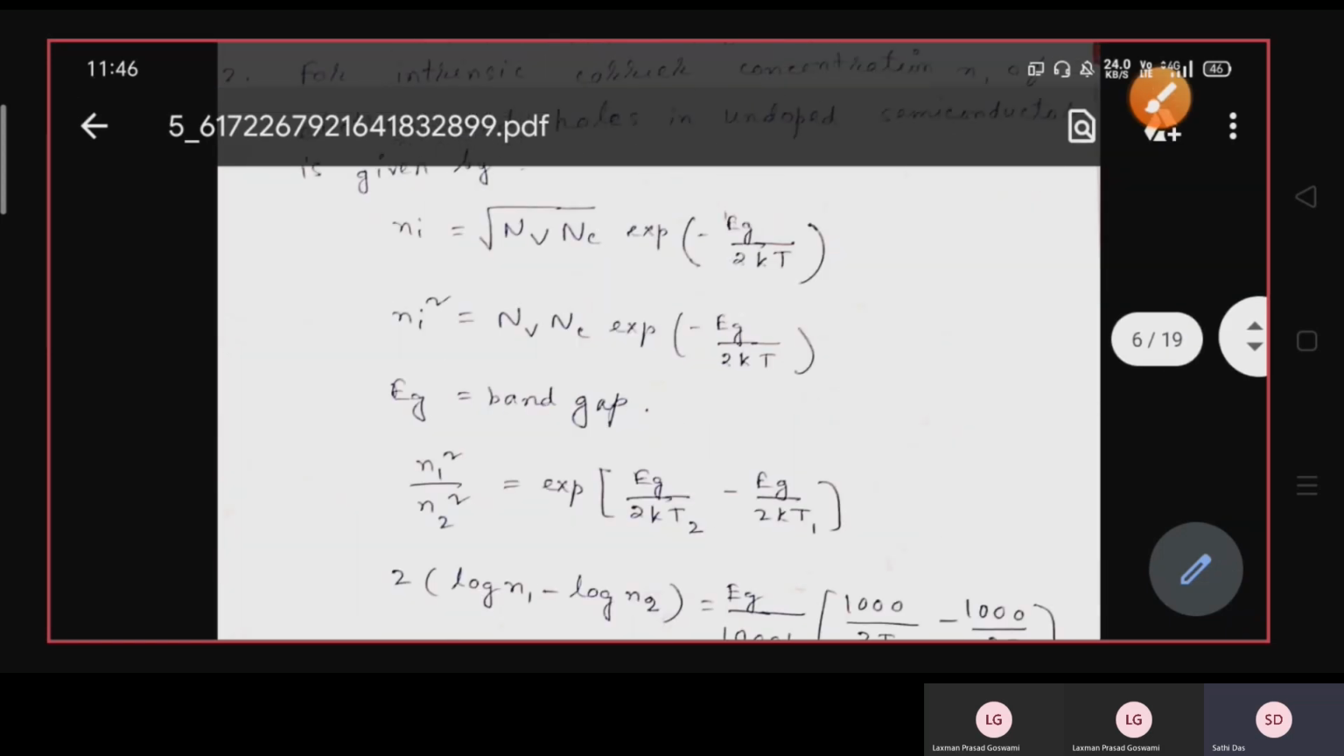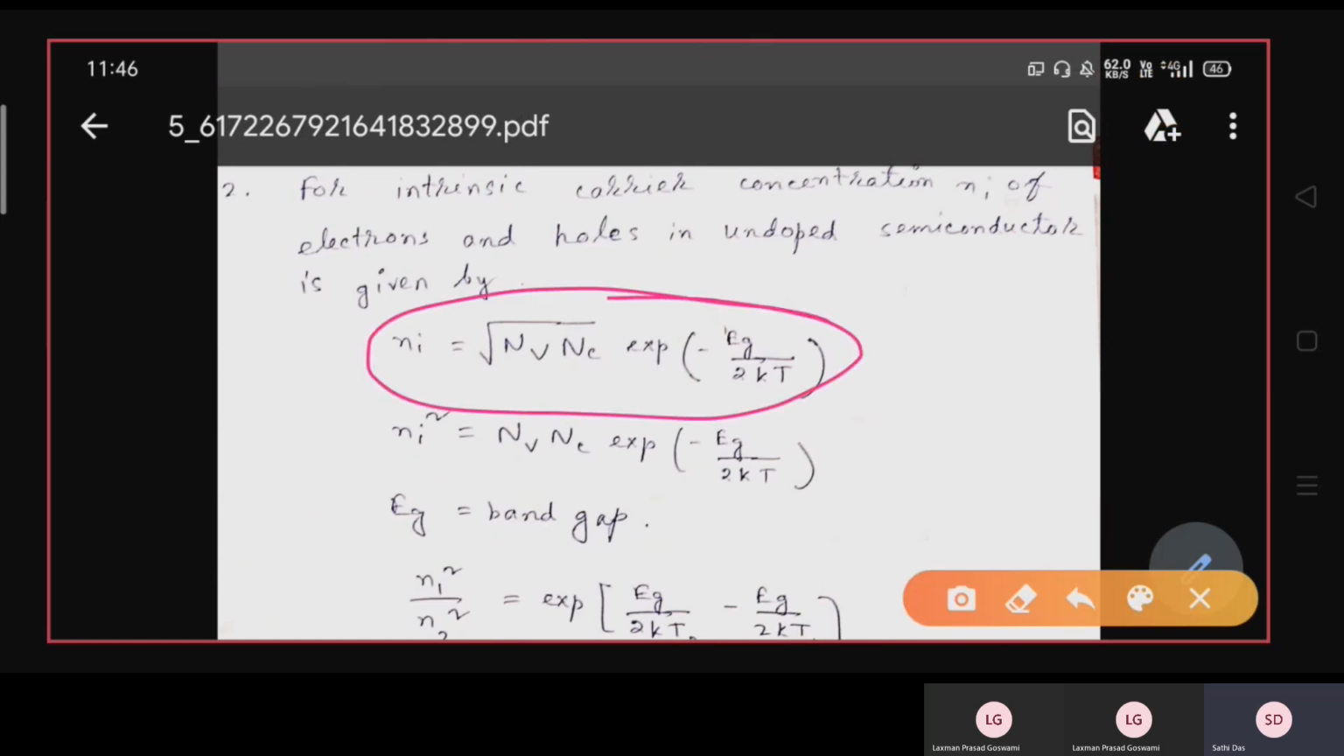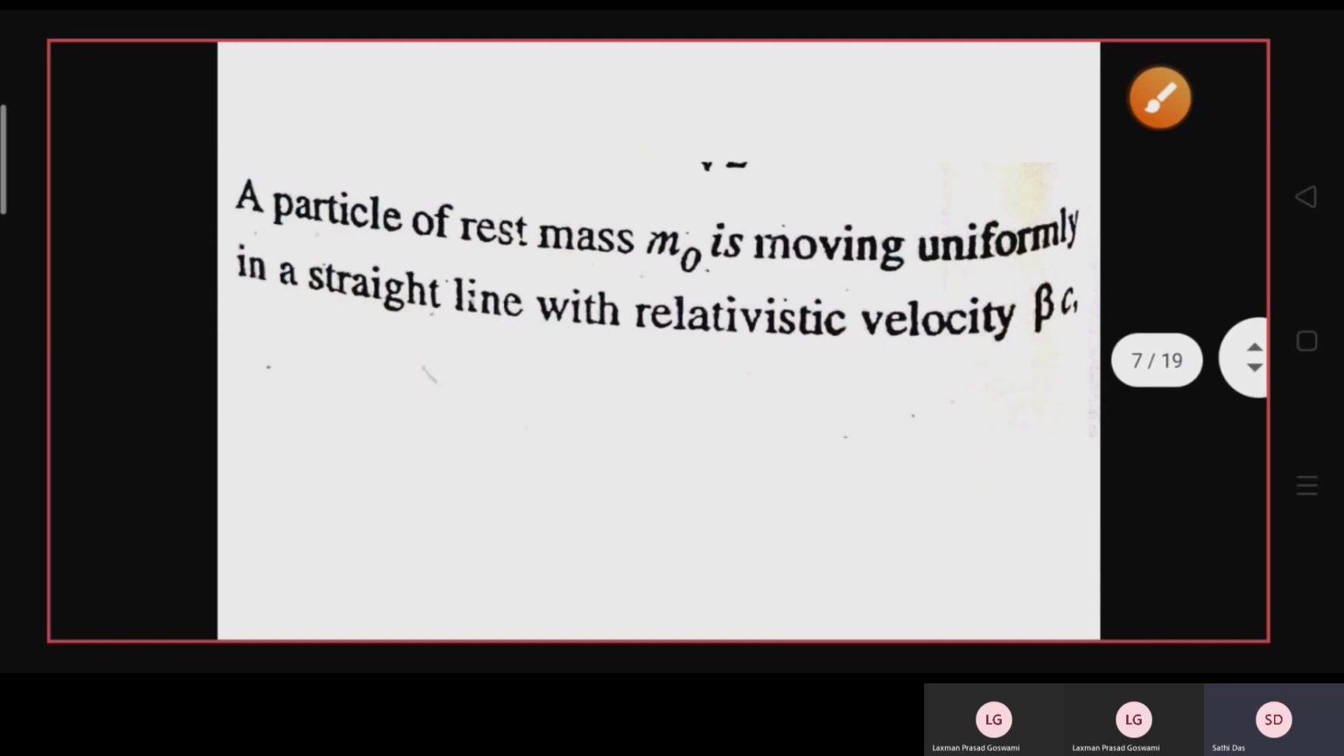So you have to only apply this formula and you have to understand which data has been given to you. Okay, and then you apply that formula and the problems will be easier.